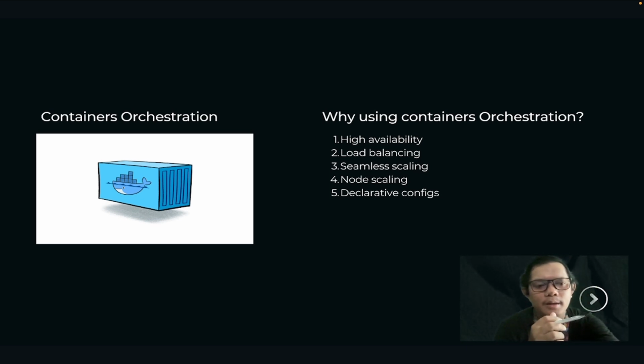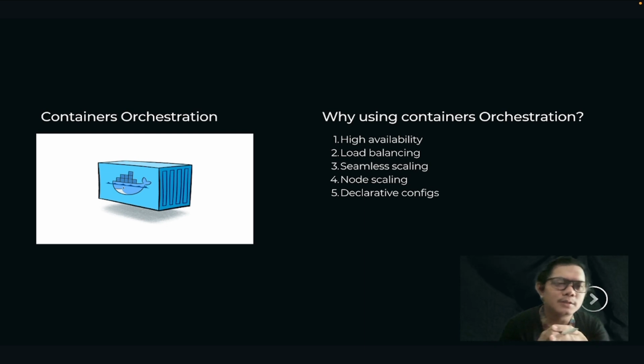So why is container orchestration so cool? The first one is high availability. Your app won't go down if a server crashes. Why? Because there are multiple copies of your app running across different nodes. And after that, load balancing. User traffic is distributed across your containers. No container gets overwhelmed, like a waiter handling 10 tables alone.